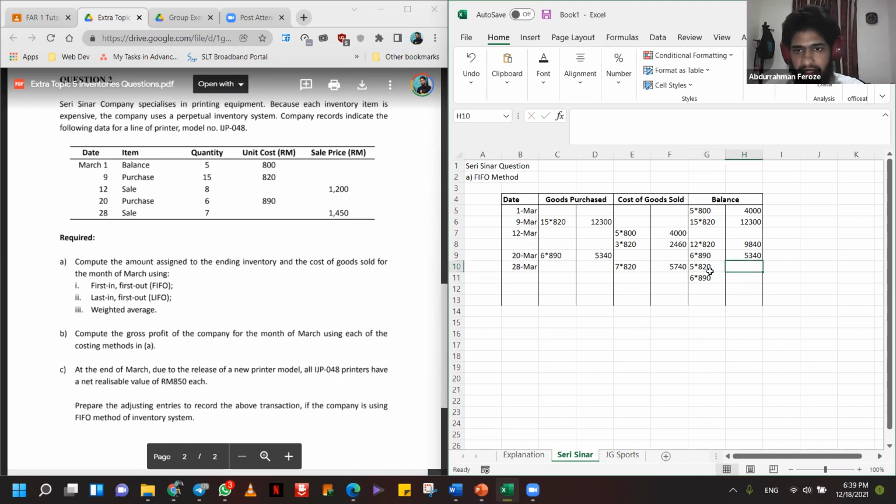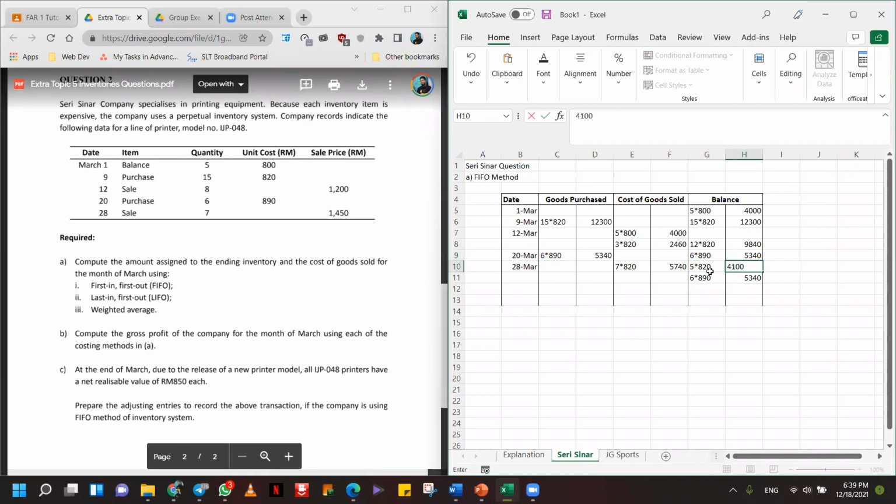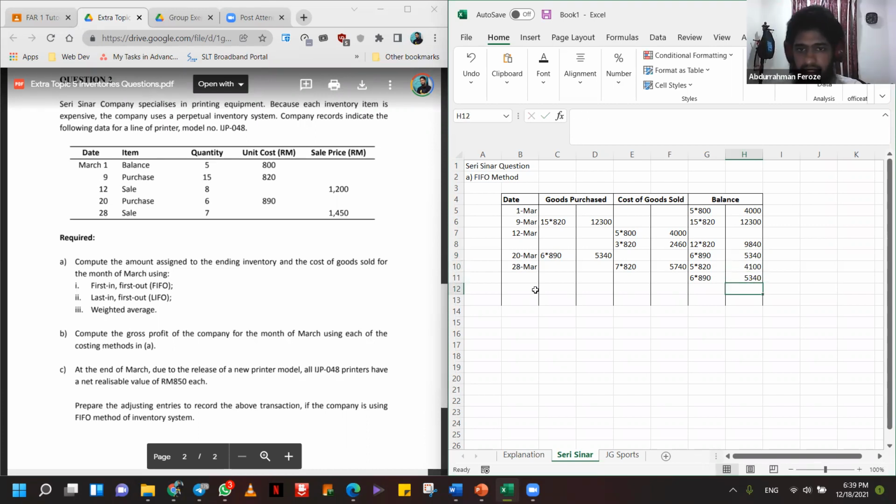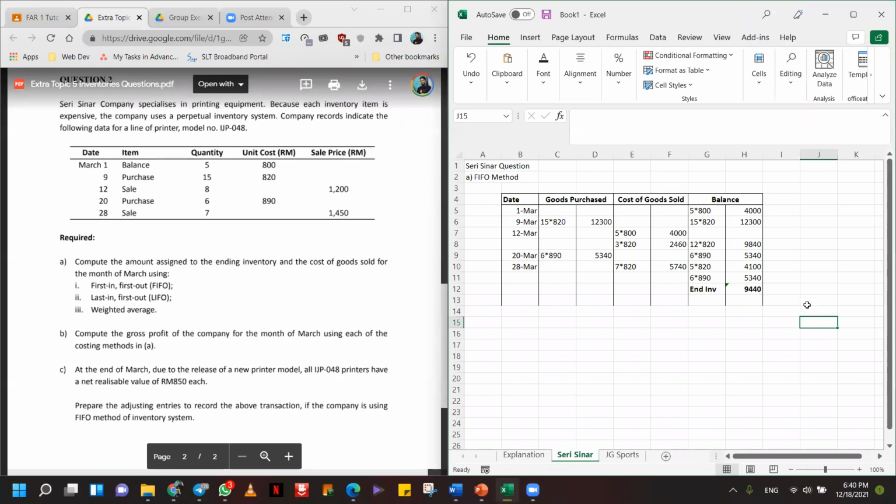What is 5 into 820? It's 4,100, right? Yes, 4,100. Okay, so the final ending inventory is these two here, which is the final ending inventory. Did you guys understand how I did this? Yes, Alhamdulillah. Is that clear, right?